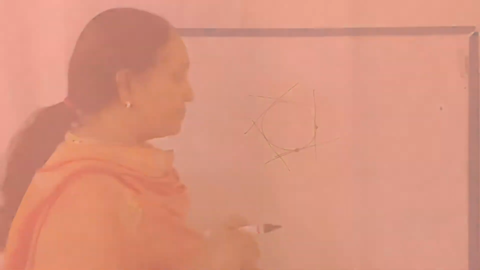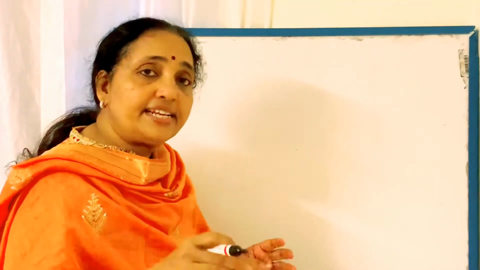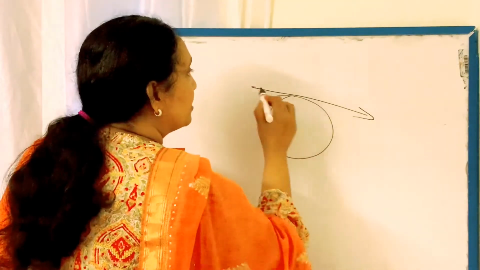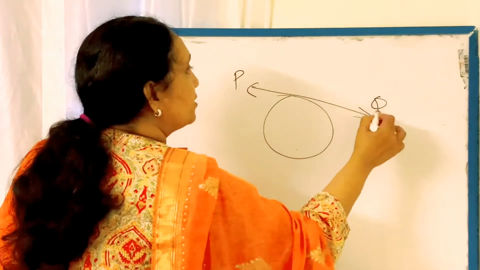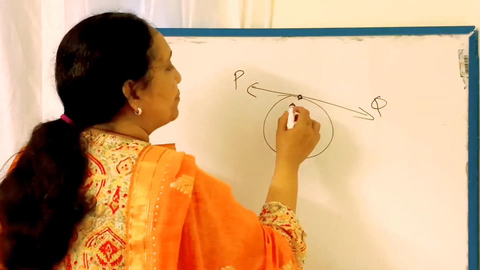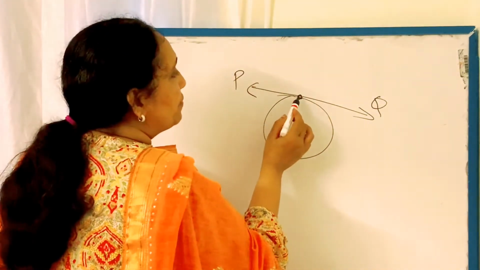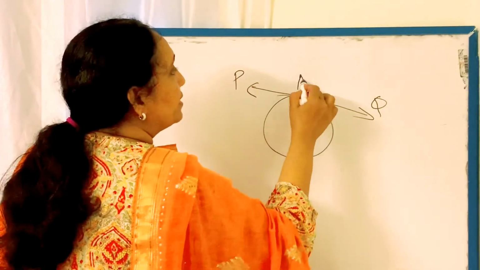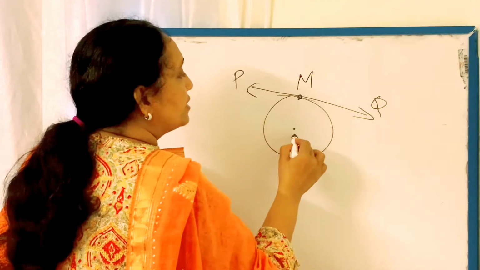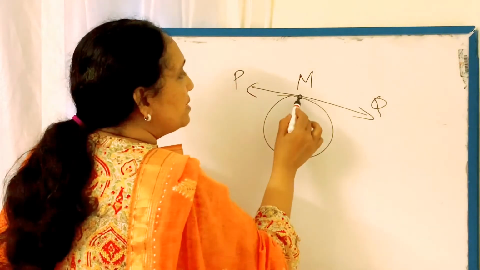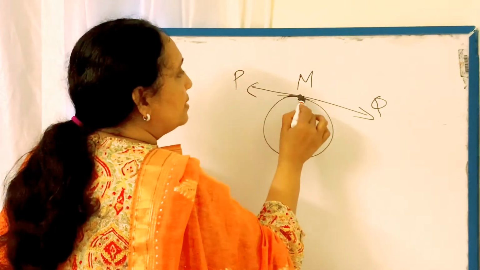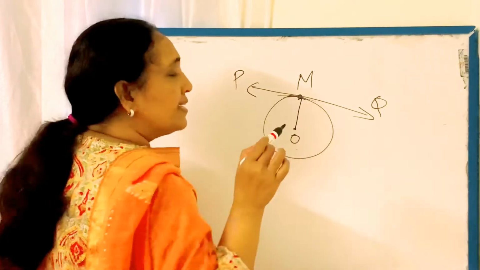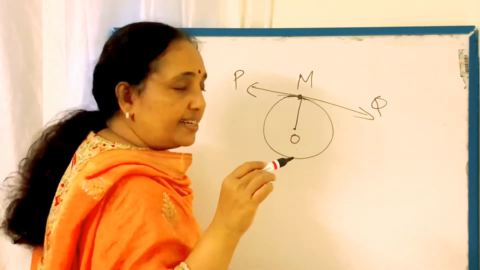Okay, there is a relation between the radius and tangent to the circle. Look here, this is the tangent to the circle. PQ is the tangent to the circle. Here this is the point of contact, that means the point where the tangent touches the circle, the point M. Now this is the center of the circle. That means this point M is on the circle, isn't it? Okay, that means OM is a radius of the circle.